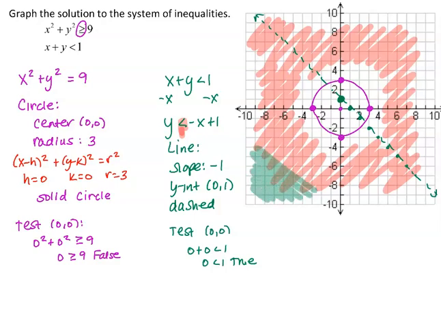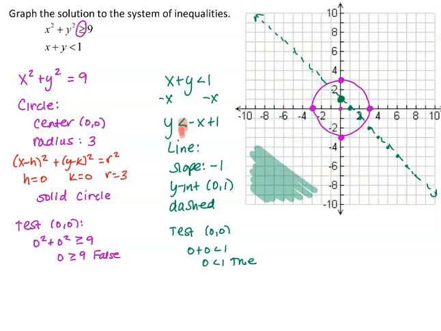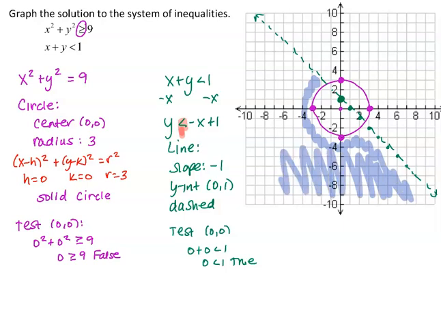So if we shade in everything that is below the green line, we again are looking for where this shading overlaps. So the overlap of the red and the green shading is the part that's below the green line but is outside of the circle. So if we erase our previous shading, our final shading is going to be everything that goes outside of the circle but stays down below our green line. This would be the solution to the system of inequalities.